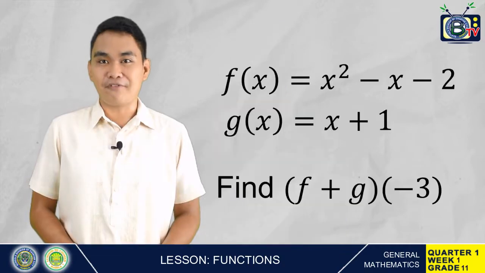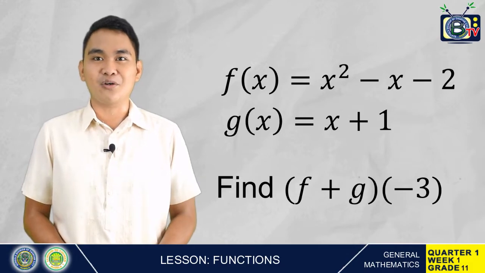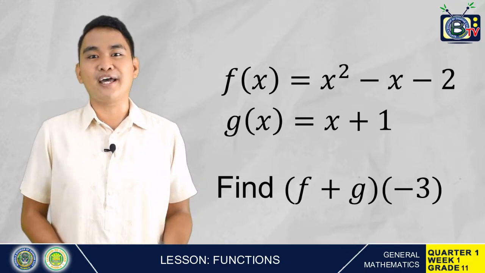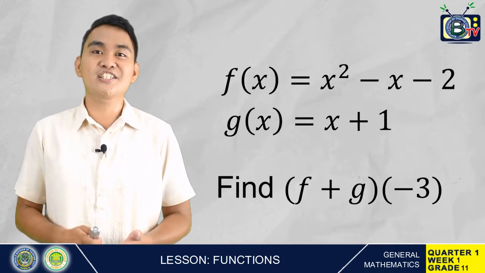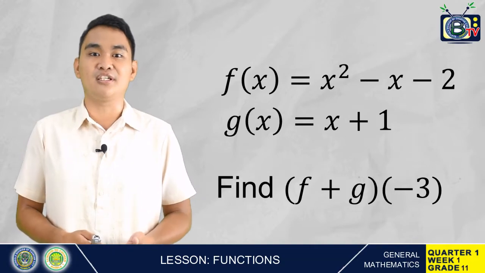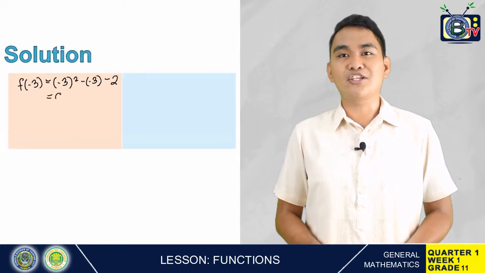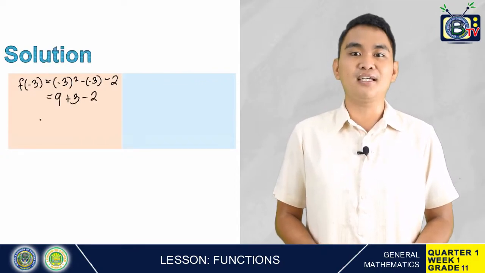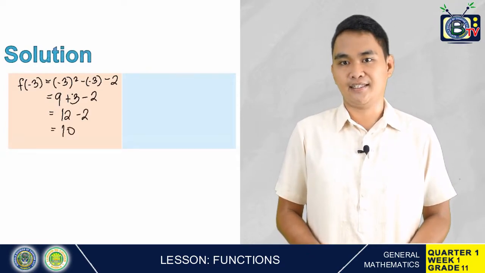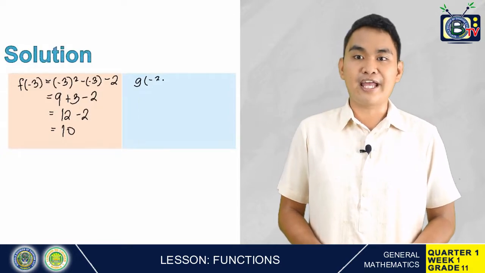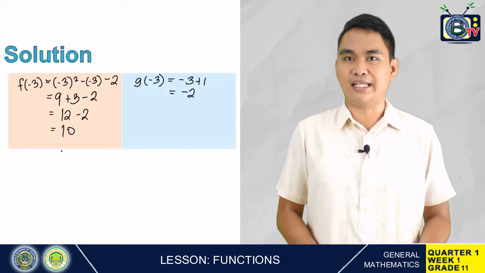For example, if f of x is equal to x squared minus x minus 2 and g of x is equal to x plus 1, we are going to find the quantity f plus g of negative 3. To solve our first example, first we need to evaluate the functions f and g if x is equal to negative 3. So f of negative 3 is equal to the square of negative 3 minus negative 3 minus 2. Simplifying further, we have the final answer as 10. On the other hand, we have g of negative 3 is equal to negative 3 plus 1. Negative 3 plus 1 is equal to negative 2.